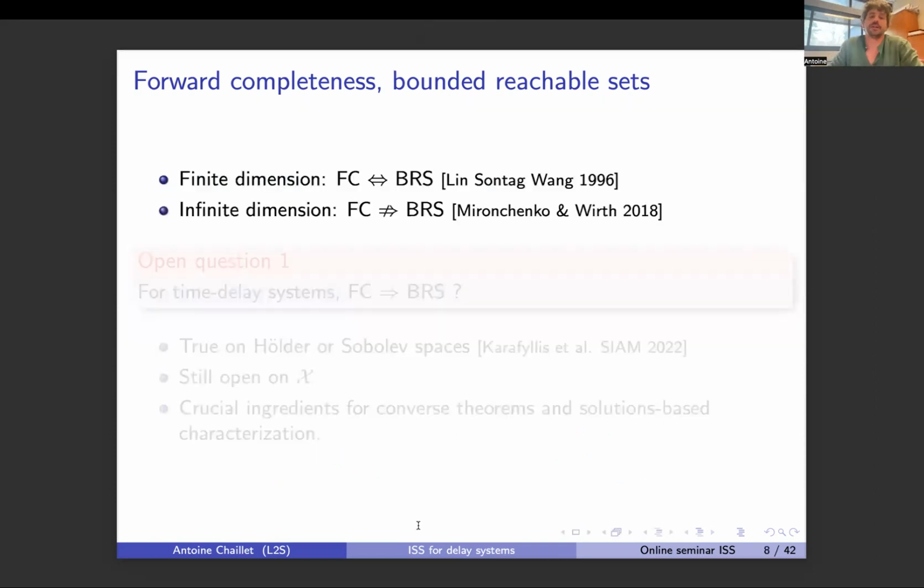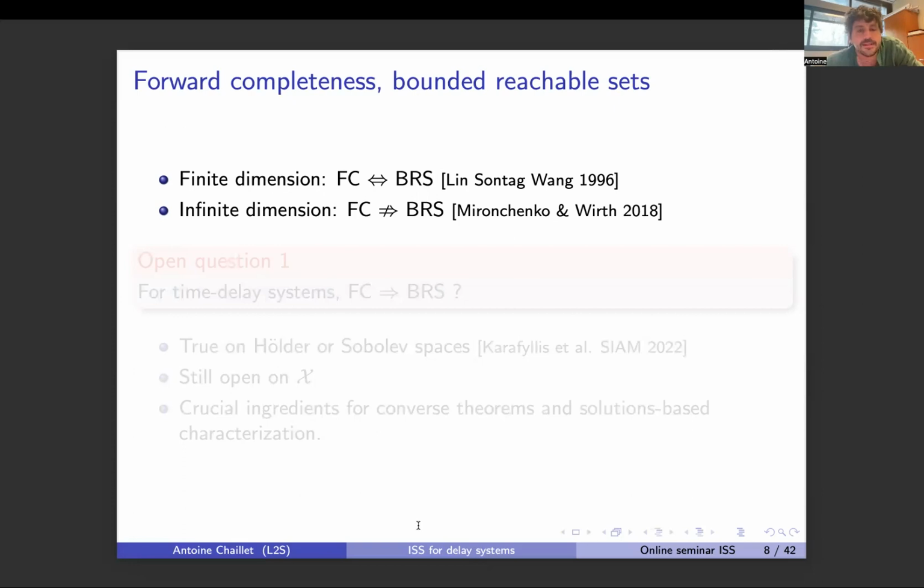So in finite dimension, there is this result by Lin, Sontag, and Wang in '96 that says that if you have forward completeness, then you have the bounded reachability set property. And this was actually a crucial result for a lot of stability results and converse theorems. We also know that in general infinite dimension, this is not true. There are counterexamples, for instance, the one proposed by Andrii and Fabian Wirth in 2018, showing that you can have a system which is forward complete, yet does not have the bounded reachable set property.